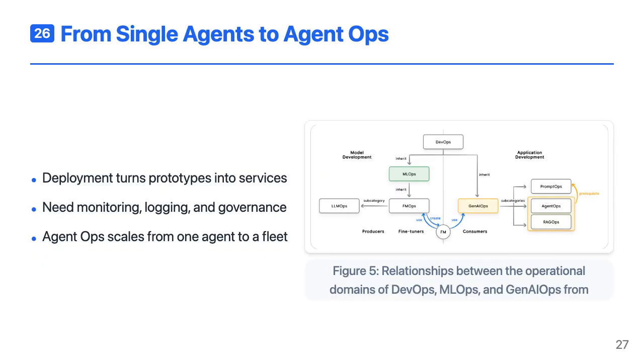Building an agent on a laptop is a great way to prototype, but it's not enough for production. Deployment means hosting the agent on secure, scalable infrastructure, exposing it through APIs or UIs, and integrating it with monitoring, logging, and governance. As you move from one agent to many, agent ops becomes a discipline. You manage versions, roll out changes safely, enforce security policies, and ensure consistent behavior across a fleet of agents that may be talking to each other as well as to users.